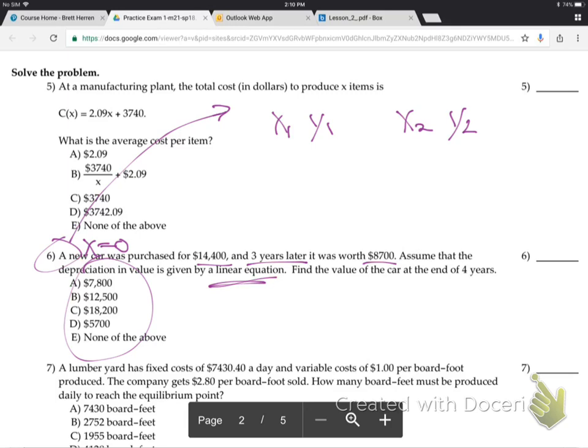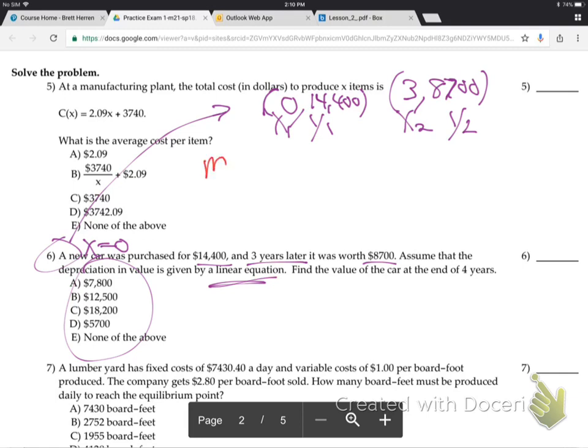So that means this is 0, comma, 14,400, and this one is 3 years old, 8,700. See how I got those two? Time is always x. In this case, it's years old, and then the y is the value of the car. There, and now you know what to do, right? The m equation.